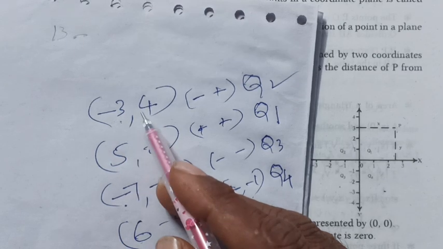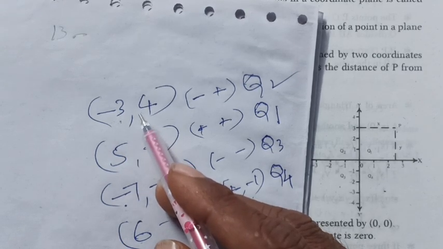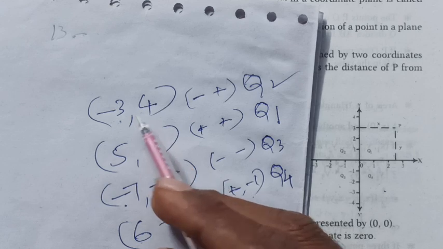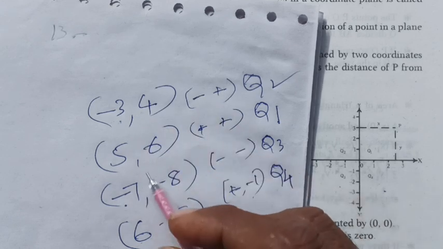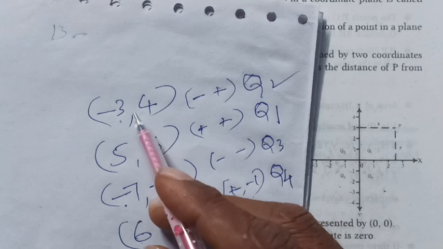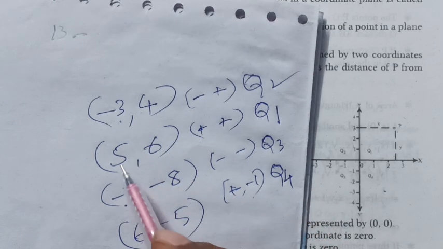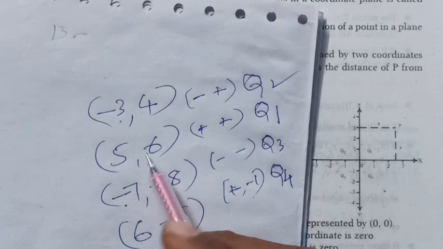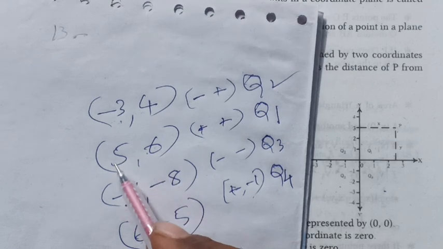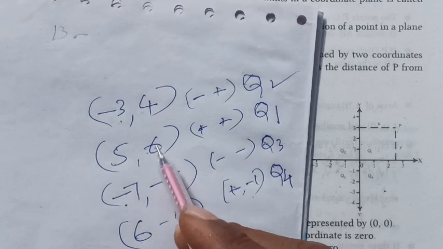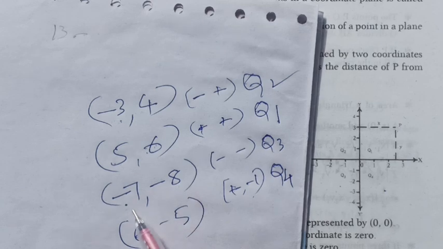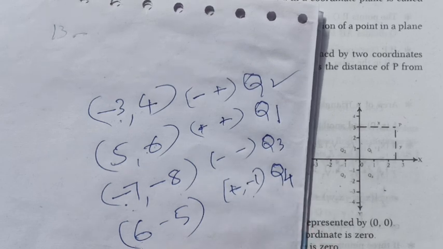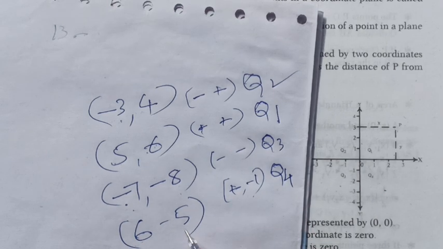The point (minus 3, 4) lies between the minus x and plus y axes. It is in quadrant 2. Plus plus means quadrant 1. (5, 6) is in quadrant 1. And (minus 7, minus 8) is in quadrant 3. And plus minus means quadrant 4. (6, minus 5) is in quadrant 4.